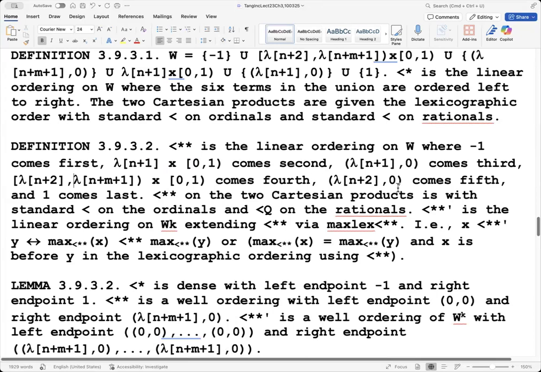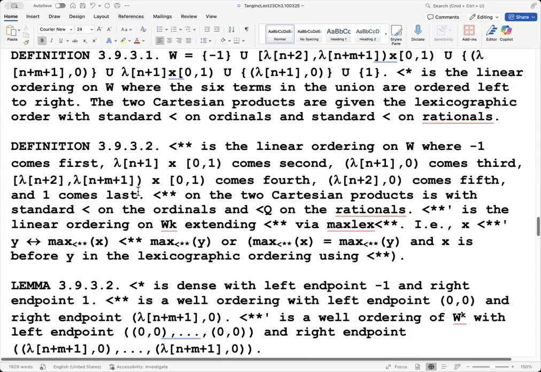Yeah, that's right. This comes fifth because this is bigger than this. Sorry. You see, this is the set of ordinals less than lambda n plus two, and this is actually lambda n plus two. That's right, so this comes later. So this comes fifth, and then one comes last.